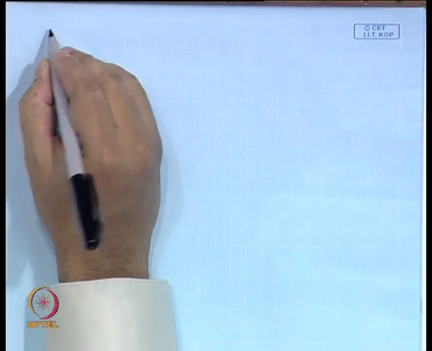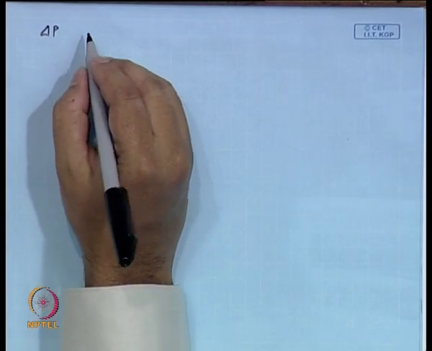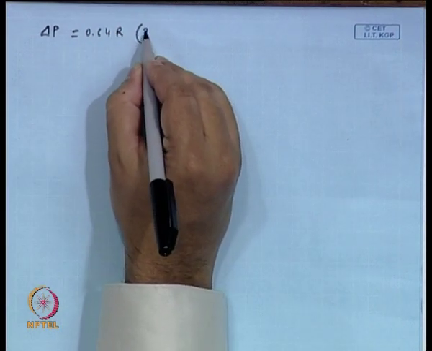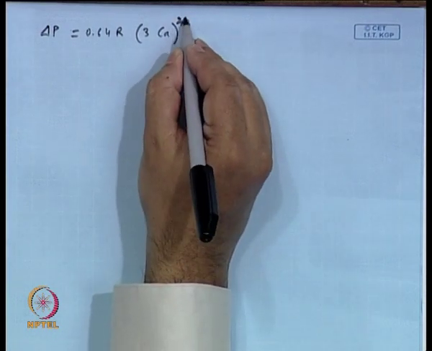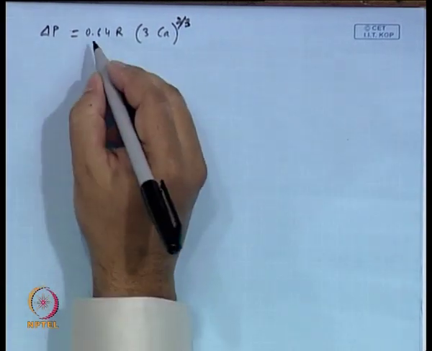model or Bretherton's equation to find out what would be the pressure drop if a series of droplets or bubbles flow through the microchannel. The results that we got, if we try to summarize the results, it would be something like this. The pressure drop that we talked about is delta P is equal to 0.64 R into 3 capillary number to the power 2/3, and we said that there is a theoretical basis to say that this would be the dependence.